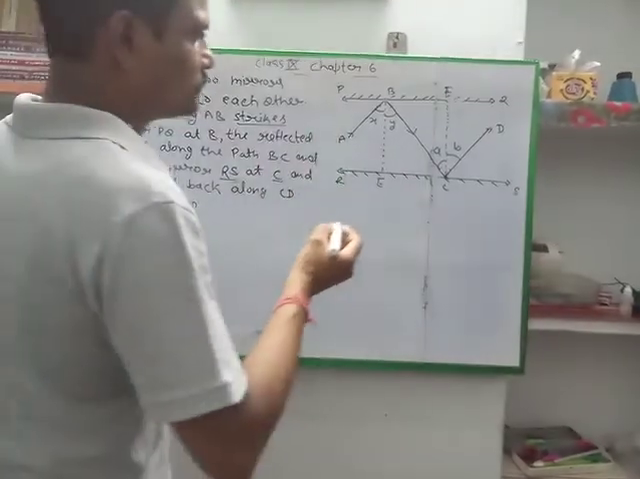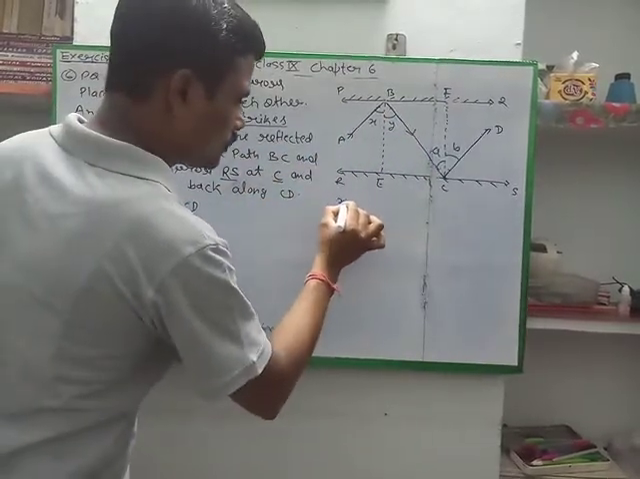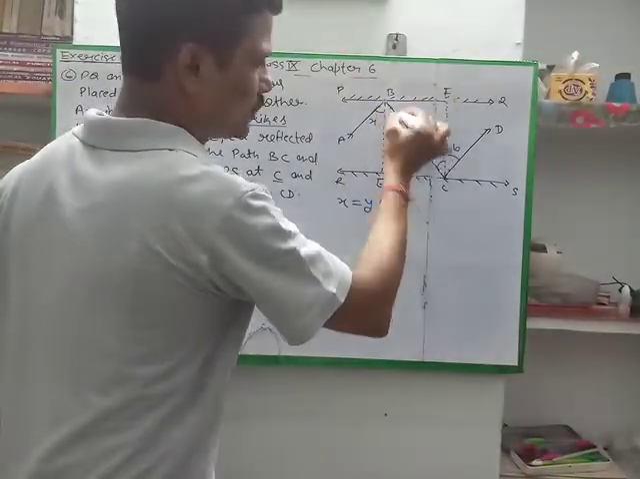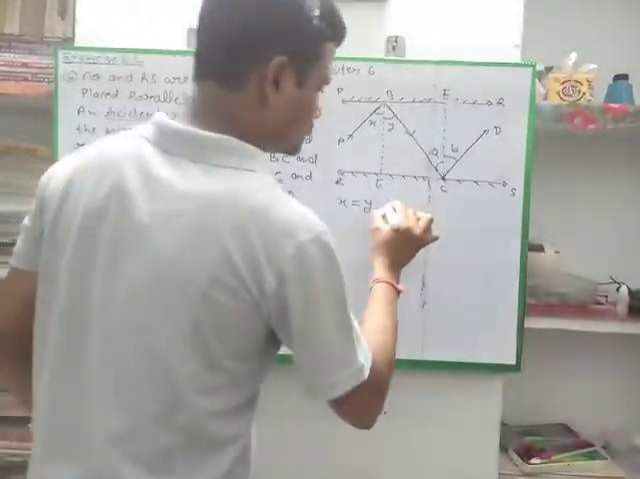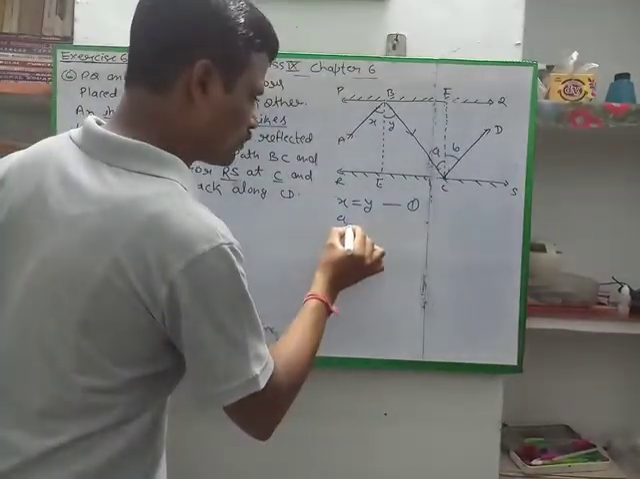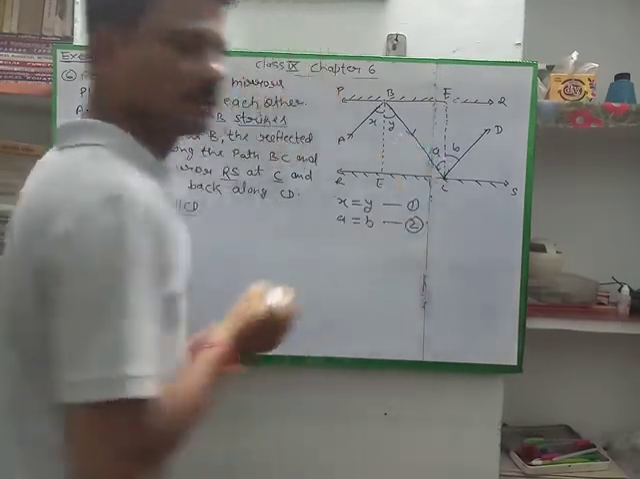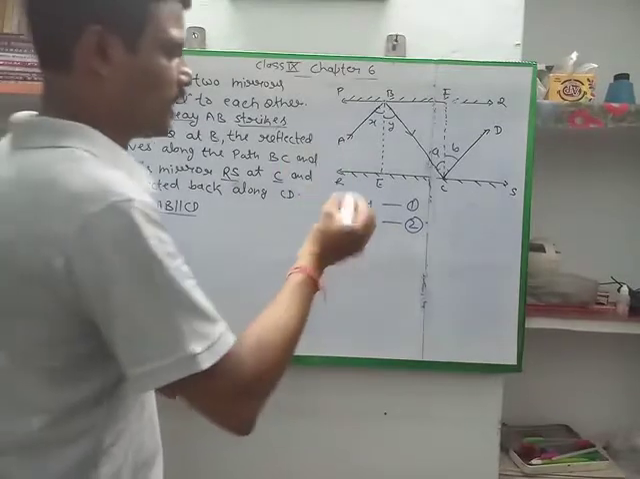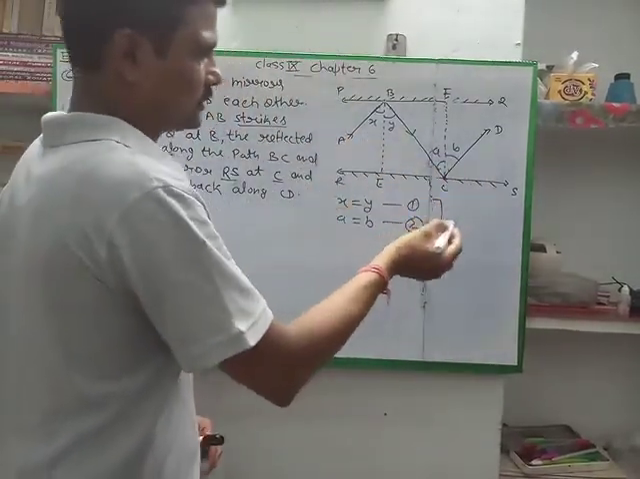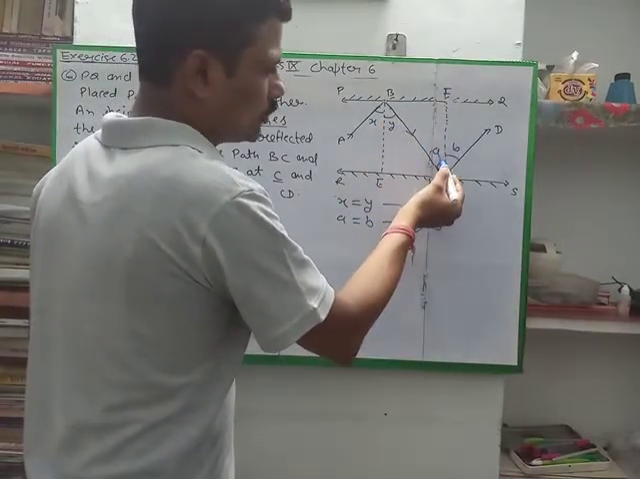Now, X is equal to Y because the incident angle is equal to the reflected angle. This is first. Again here A equal to B. This is second. Now here we can see here Y will be equal to angle A.